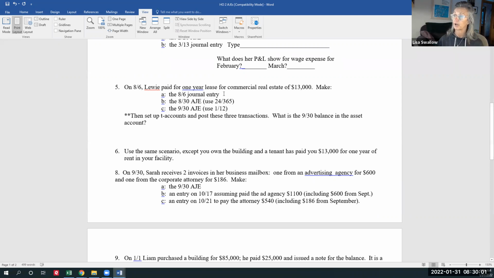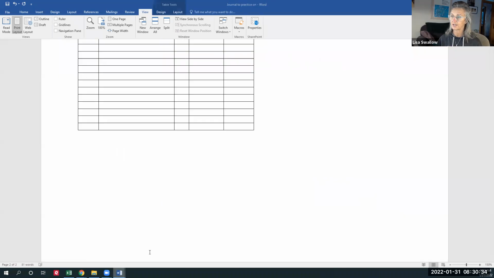So you're going to make the original journal entry, the 2 AJEs for August and September. And then I want you to actually physically set up your T accounts and post these transactions and tell me what the balance in the asset account that you're using is. So shut off the tape and go make the 8/6, 8/30, and 9/30 entries and then post to the T accounts.